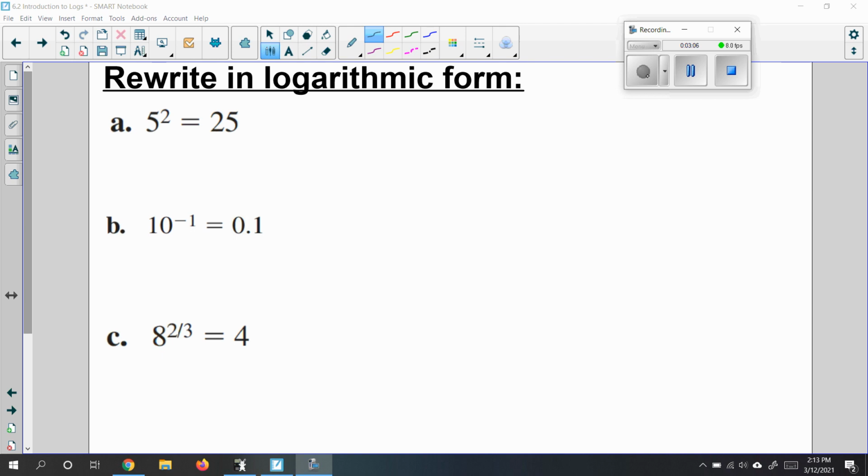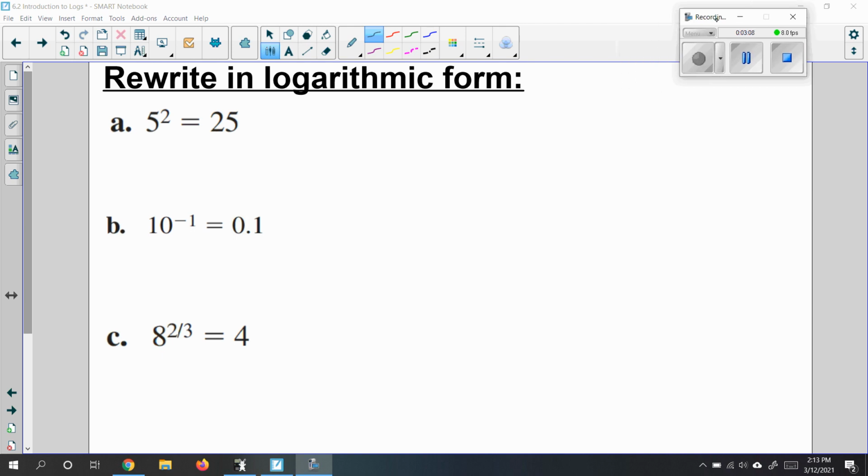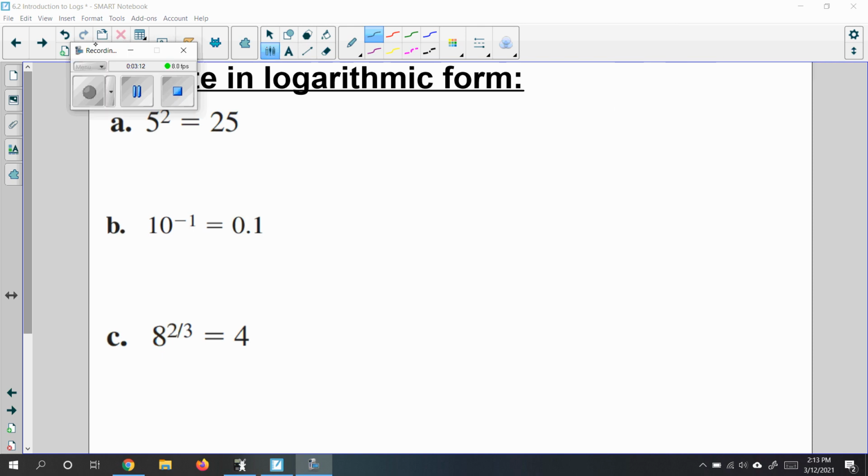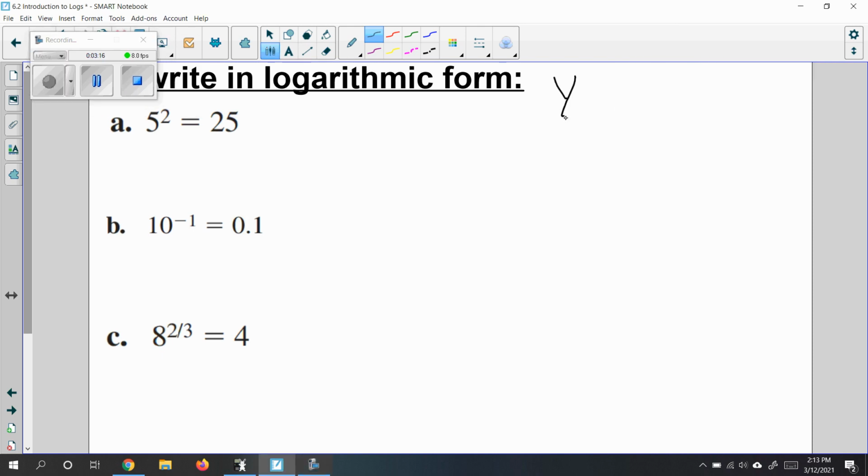So let's rewrite some of these in logarithmic form. So I'm going to write the form over here. y equals b to the power x, if and only if x equals log base b of y. This b is called the base, and it's written as a subscript, so it's a small letter by the tail of the g.